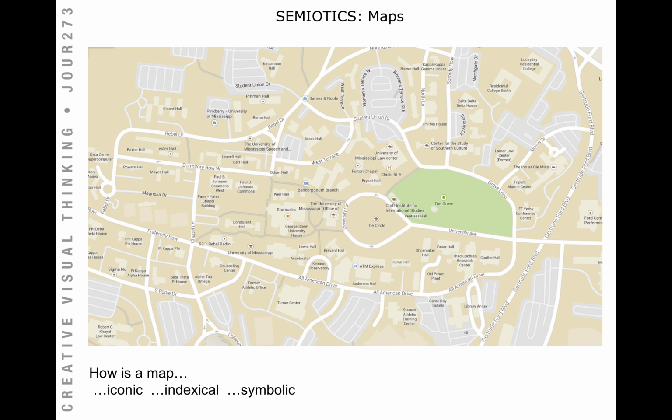If we look at our school map for the University of Mississippi, we've got an indication of where places are, which is indexical. We've got the representation of places in a topographical relation to one another. So that's iconic, and its notational system has to be learned. We have to know how to read this map. So that's the symbolic.